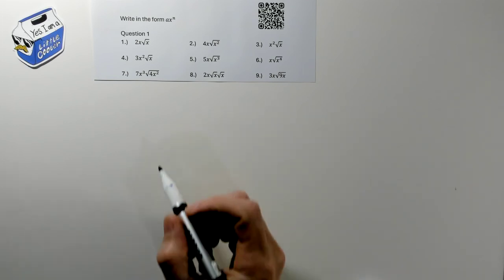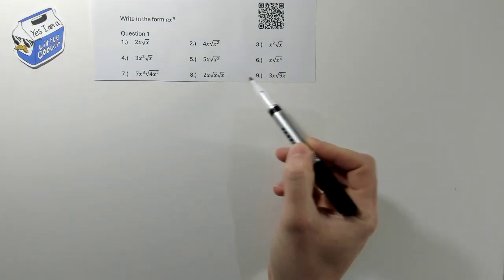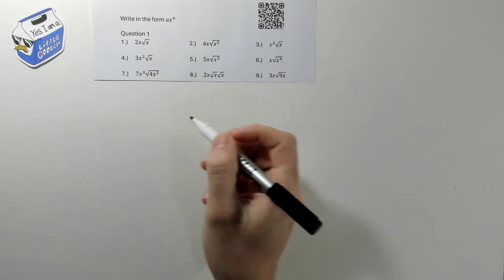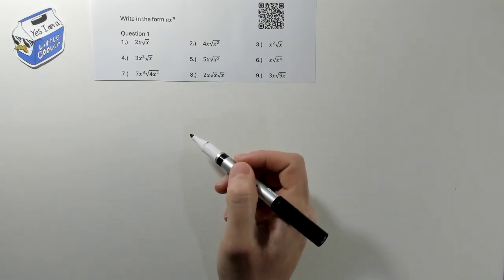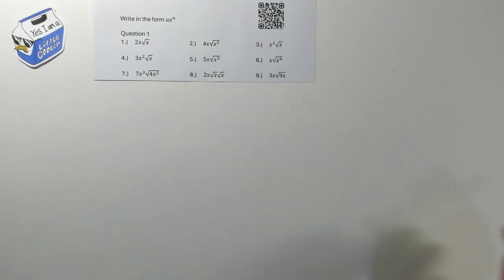Okay, in this video we're going to look at indices and rewriting expressions that are in root form, just in index form. I'll make 4 short videos on this moving forward, so questions 1, 2, 3, and 4. Obviously they'll get a bit more tricky as we go along.